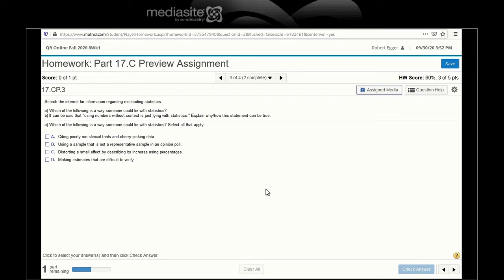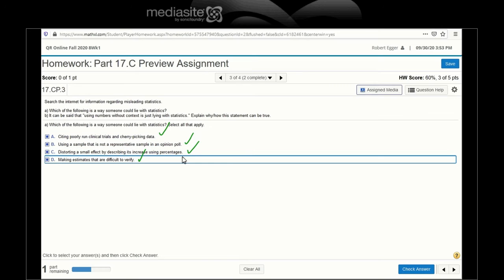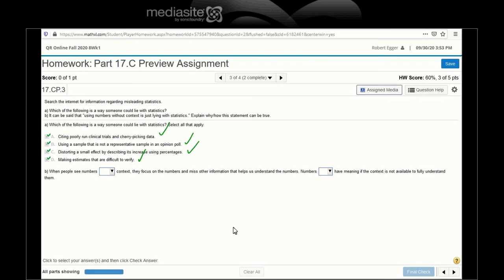Question 3. Search the internet for information regarding misleading statistics. Which of the following is a way someone can mislead with a statistic? Citing poorly run clinical trials and cherry picking data? Yeah. Using a sample that's not representative in an opinion poll? Yeah. Distorting a small effect by describing its increases using percentages? Yeah. And making estimates that are difficult to verify? Yeah, it looks like everything. That was in the video.